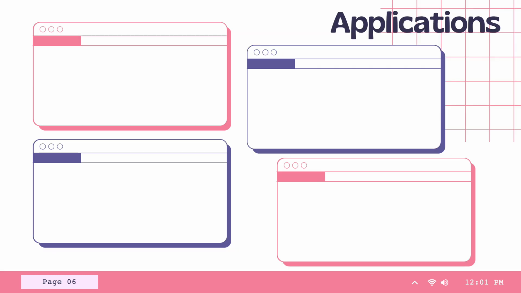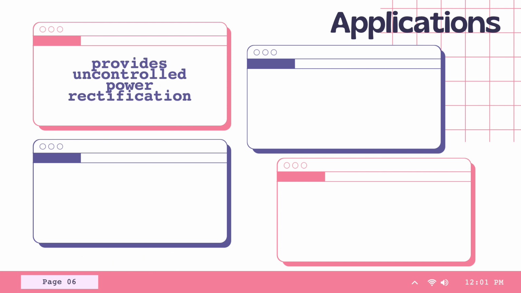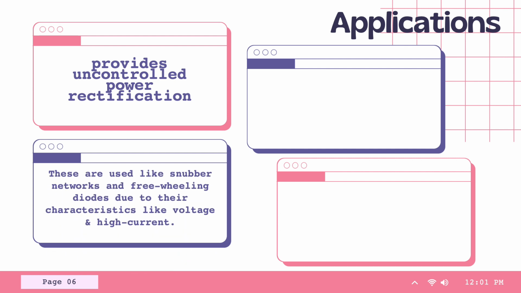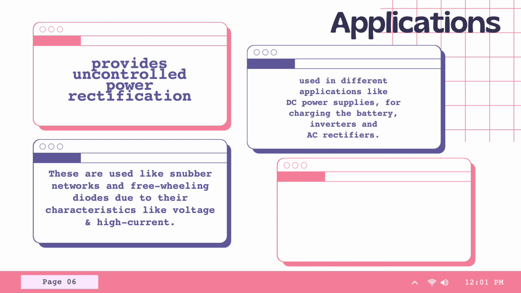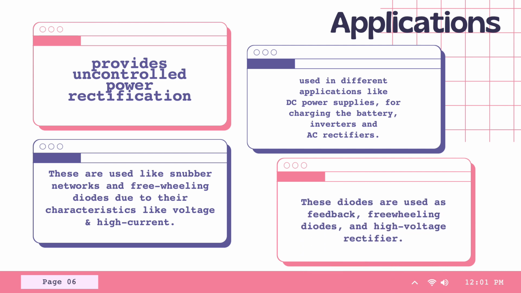Here are some applications of the power diode. First, this diode provides uncontrolled power rectification. These are used like snubber networks and freewheeling diodes due to their characteristics like high voltage and high current. These diodes are used in several applications like DC power supply, for charging the battery, inverters, and AC rectifiers. Lastly, these diodes are used as feedback diodes, freewheeling diodes, and high voltage rectifiers.